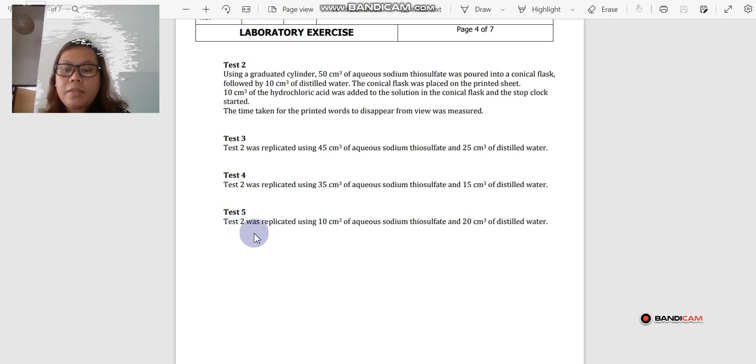Test 5. Test 2 was replicated using 10 cubic centimeter of aqueous sodium thiosulfate and 20 cubic centimeter of distilled water. The time taken for the printed words to disappear from view was measured, 145 seconds.